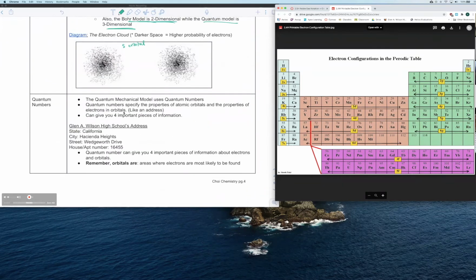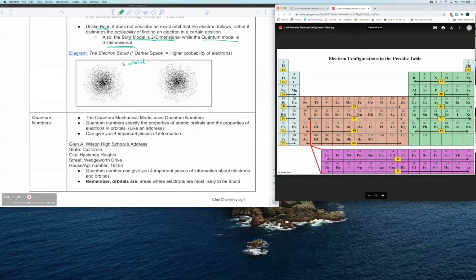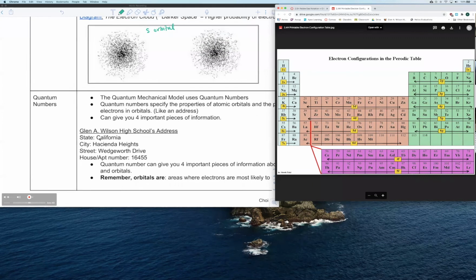Okay, so the quantum mechanical model is going to use quantum numbers. And these are just 4 pieces of information that can tell you exactly where an electron is going to be. So like I said last time, if you're trying to find where a location is, you have to look at an address. So if we look at like Glenn Wilson's address, you can have the state, the city, the street, and then the apartment or street number.